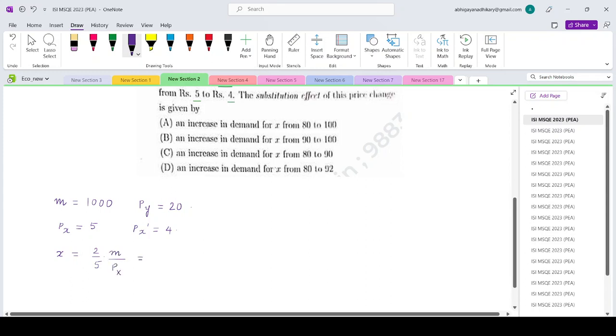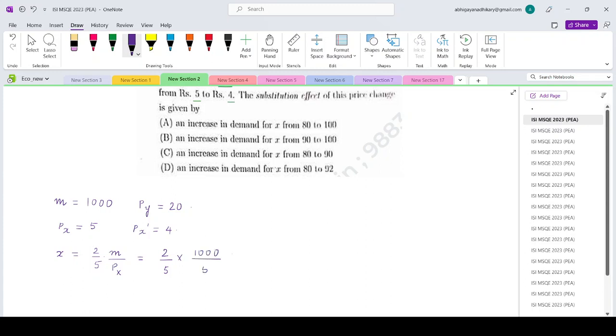So if I talk of the original amount of the good X that will be demanded, we will easily get this by substituting the value. So that is 2 by 5 into 1000 divided by Px. So that is basically 80.